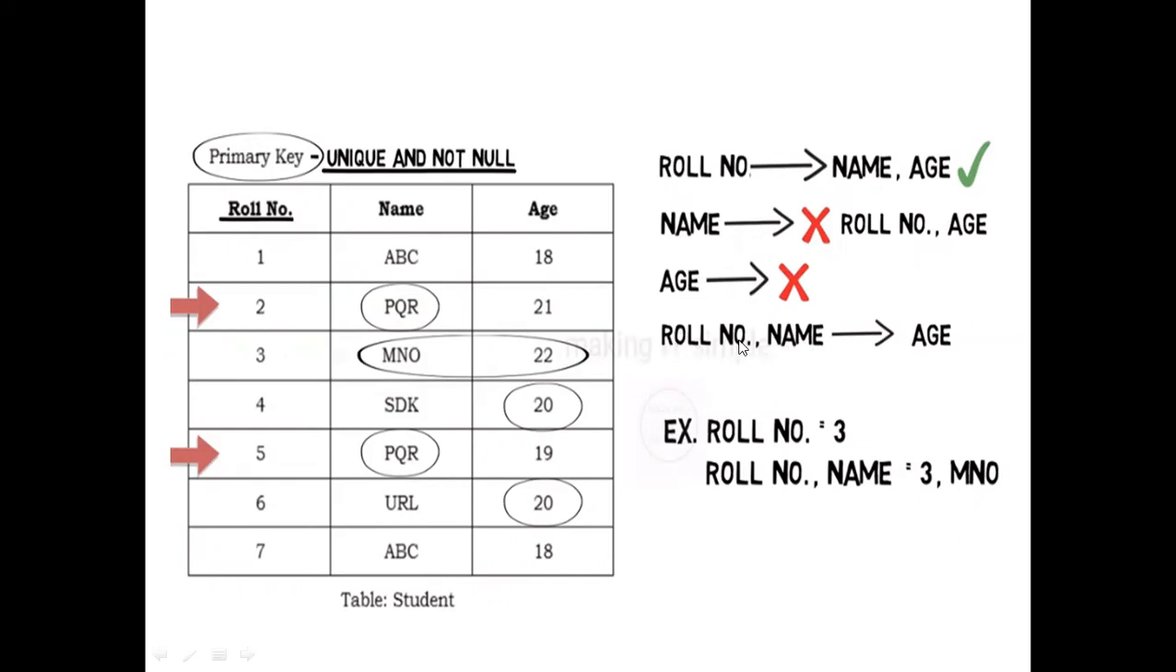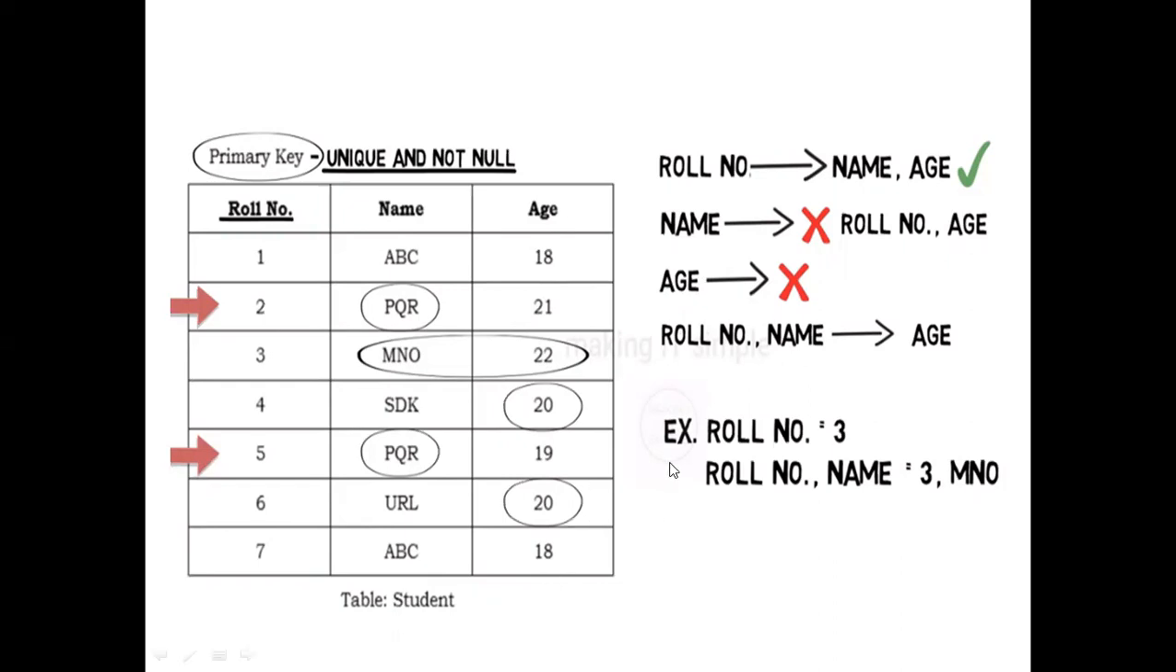Out of this combination, roll number is the primary key, which always gives us unique and not null values. So combining it with the others, we can uniquely identify the other attributes. Roll number 3 is not repeated over here. There is no other student having roll number 3.